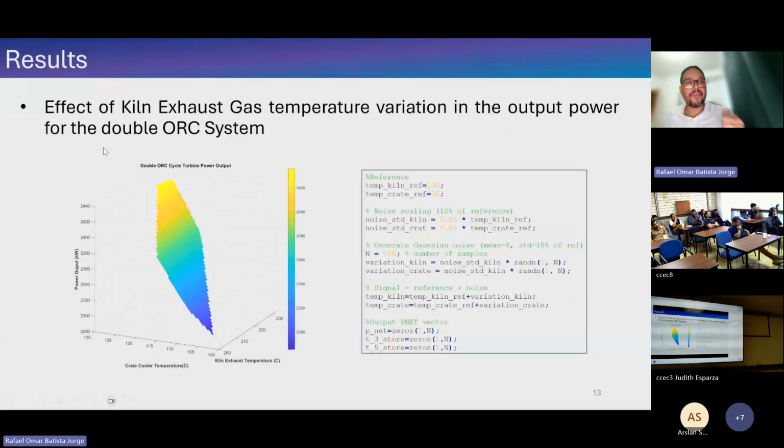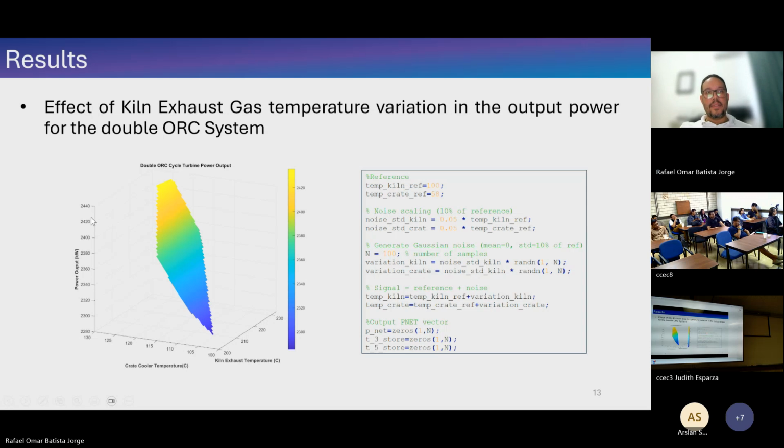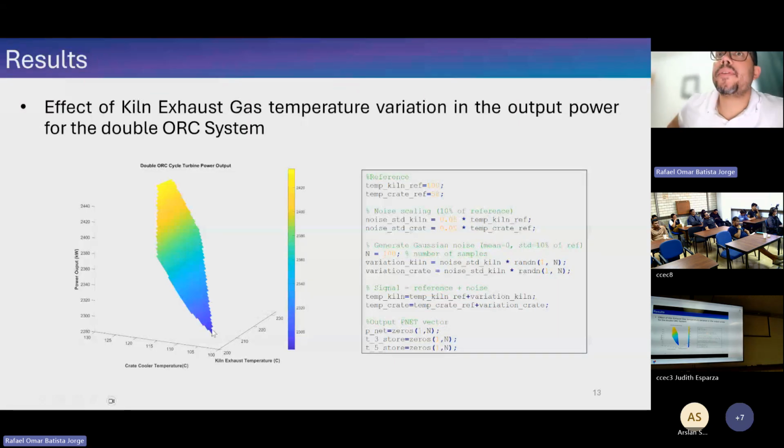Also, we are looking here at the effect of the kiln gas temperature. This is the top production using the dual ORC system, right? This is the clinker cooler temperature and the effect of the kiln temperature, right? So we have a variation of almost 200 kilowatts in the power output regarding the variation between the clinker cooler and the kiln temperature. It is possible to have those variations.